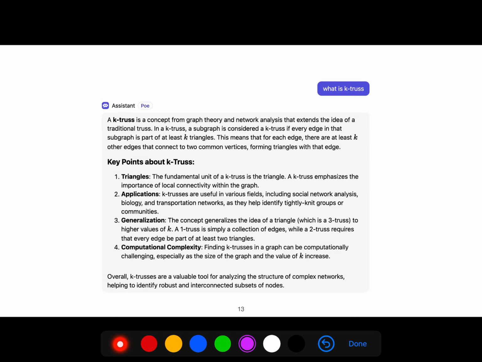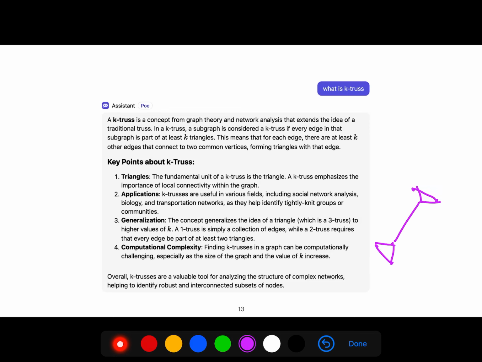So the concept generalizes the idea of a triangle, which is a three-truss, to higher values of K. A one-truss is simply a collection of edges, while a two-truss requires that every edge be part of at least two triangles.